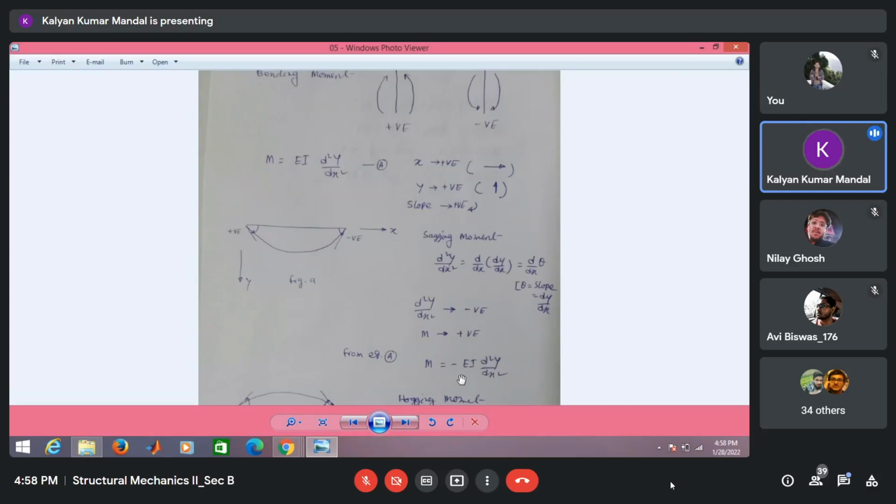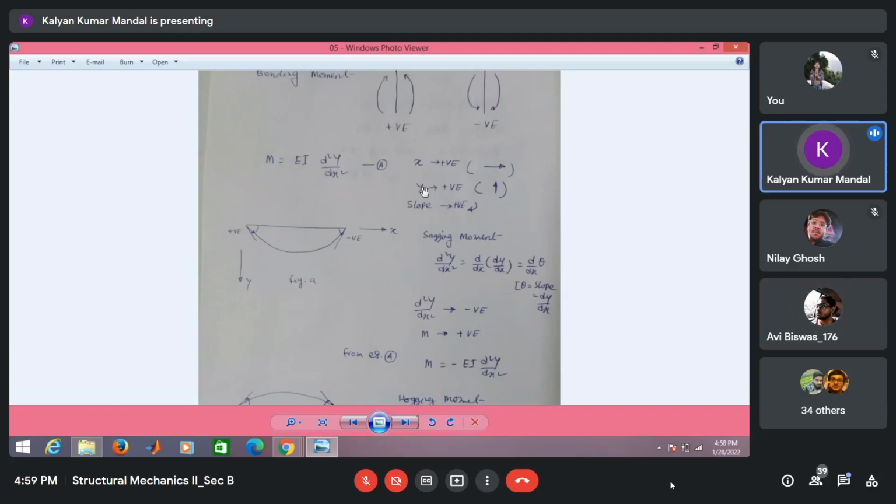Now tell me, who had confusion or doubt? Yes, sir, I have a doubt. In the figure, you have given that y upwards is positive, but you were stating that y downwards is positive. So which one is it? But in this expression, when we derive M is equal to EI d2y/dx2, what is the positive axis?